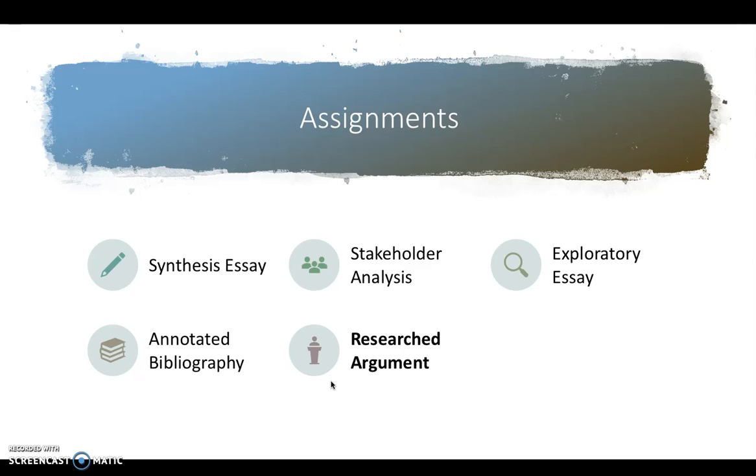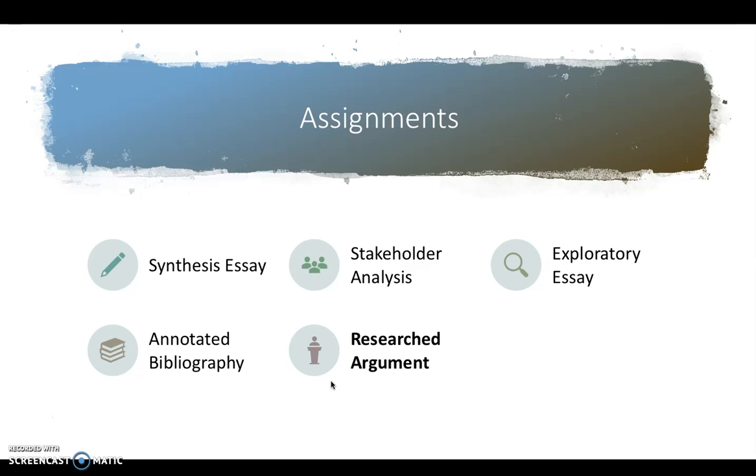The annotated bibliography then really built on what the sources were that were available. That showed your ability both to summarize and to evaluate sources. And then it also asks you to think about, just like the stakeholder essay, what voices were going to come into the conversation and how those voices would be useful to you in writing your essay.